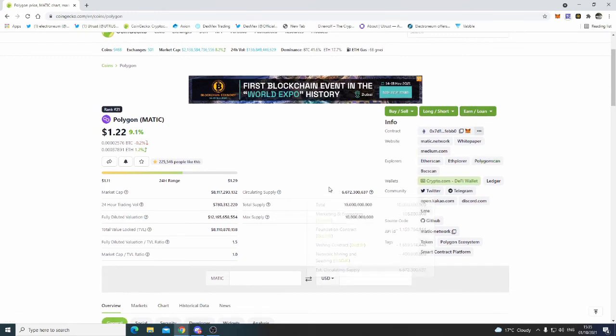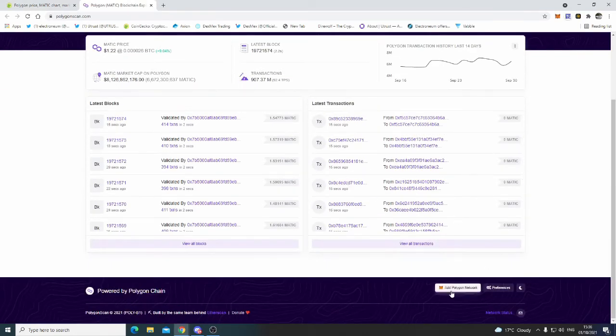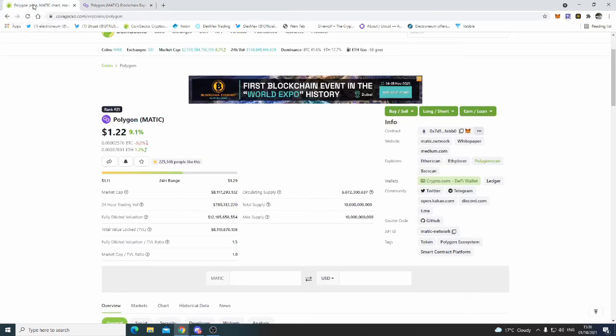So that's hence that. So you just come on CoinGecko, make sure it's Polygon Matic, and then over here on this side, click on Polygon Scan, scroll to the bottom of that, and then click Add Polygon Network. That is it, simple as that. Okay, I've already done it, so I'm not going to do it again.